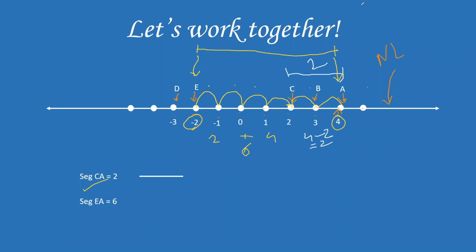So segment EA is 6. This is pretty easy if you understood how to find the length of a segment from a number line. Type yes in the chat box. If no, then I'll tell you again, obviously.